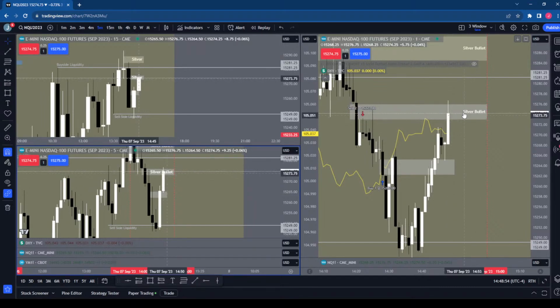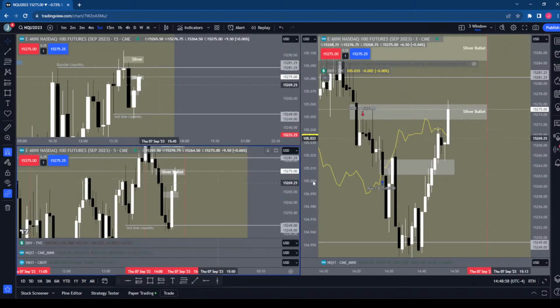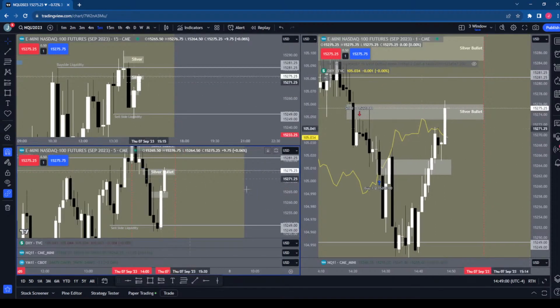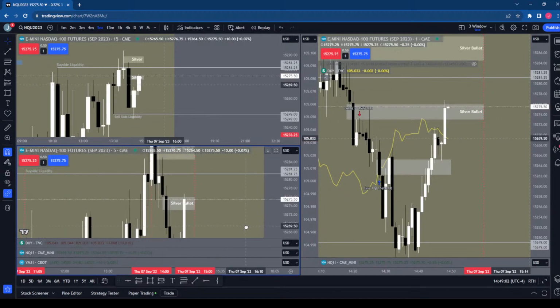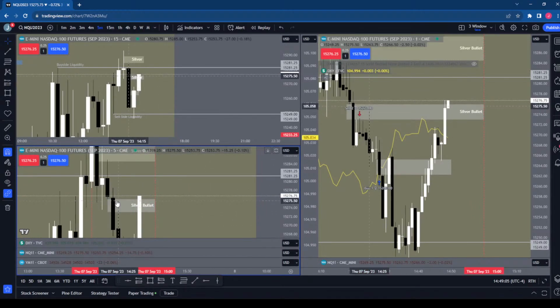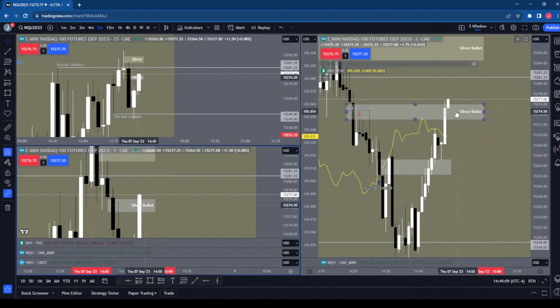How do we respect this fair value gap? This fair value gap is also going to be really hard to see. There's a little fair value gap on the 5 minute right here. Okay, a close inside of it.